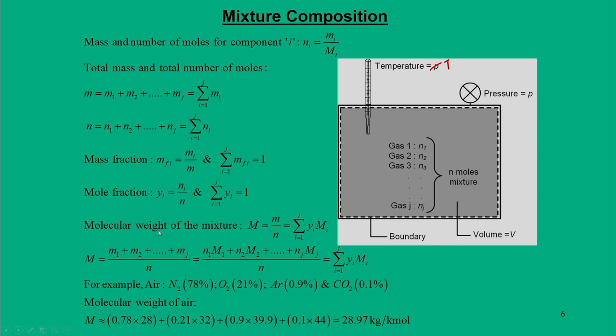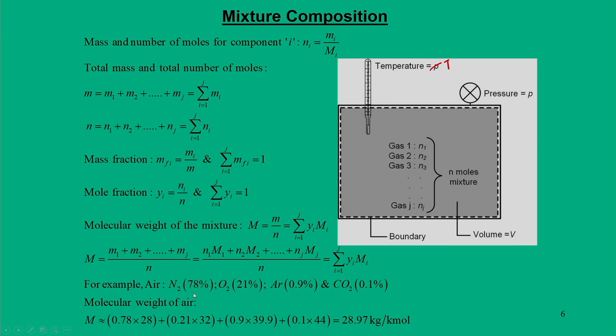Then we can find the molecular weight of the mixture. The total mass of the mixture is m and the number of moles is n, so the ratio is the molecular weight of the mixture. We can also find this by taking the summation of yi into Mi, where yi is the mole fraction of component i and Mi is the molecular weight of component i. We get this because m is m1 plus m2 plus mj, divided by n, where each m is n1 M1 plus n2 M2 and so on. Likewise, we get the summation of yi and Mi as the molecular weight of the mixture. This is how we calculate the apparent molecular weight of the mixture.